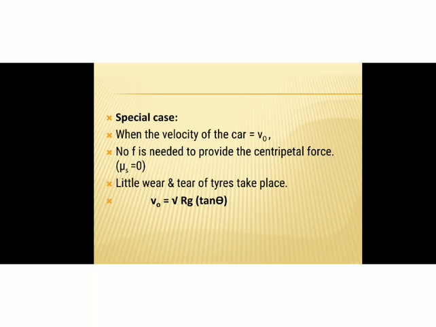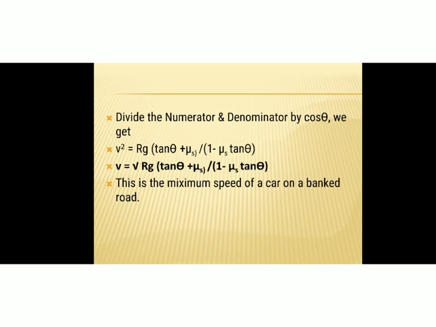Okay. Now there is a special case. When the velocity of the car is equal to V0, V0 means optimum velocity. So whenever the velocity of the car is equal to optimum velocity, there won't be any unnecessary friction, because optimum speed is the speed at which a vehicle can move over a curved banked road without using unnecessary friction. So the frictional term will be 0. When the car is moving with the optimum speed, the frictional term can be taken as 0. So in this expression, mu s term stands for friction, and that mu s term can be taken as 0.